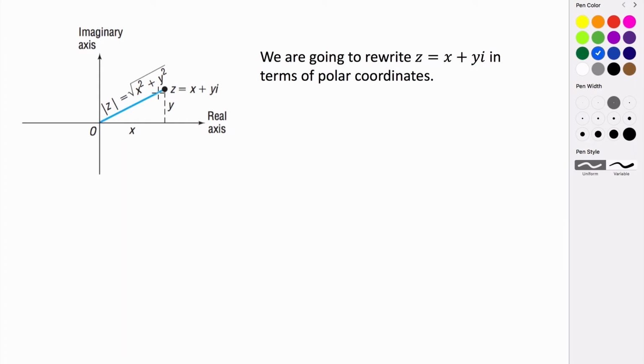This distance here, this blue, we call that the magnitude of z, is just the square root of x squared plus y squared. If you recall, in polar coordinates, this distance was just r. So we can talk about the magnitude of z being r, so that's a relationship that it shares with polar coordinates. But we also know that x in polar coordinates was just r times the cosine of theta, and we know that y was just r times the sine of theta.